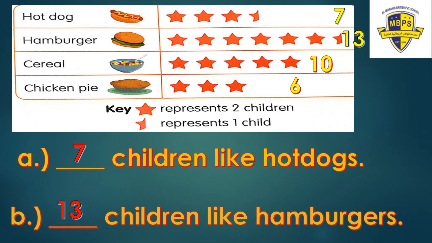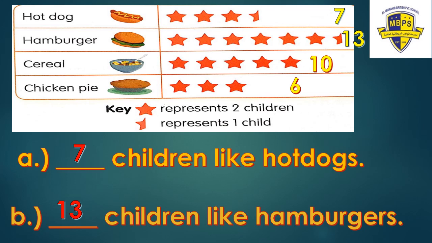Next, let's go to chicken pie. Again, here we have whole stars. We don't have any half star. How many whole stars are there in chicken pie? Count and tell me. Very good. We have 3 whole stars. And 1 star is equal to 2 children. So let's start counting. Keep your finger on the star, children. 2, 4, 6. Very good. So 6 children like to eat chicken pie. Excellent, children. Now let's start solving the question.